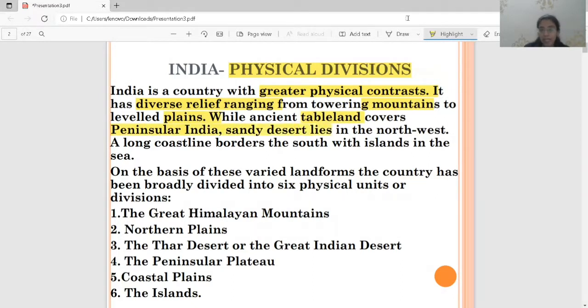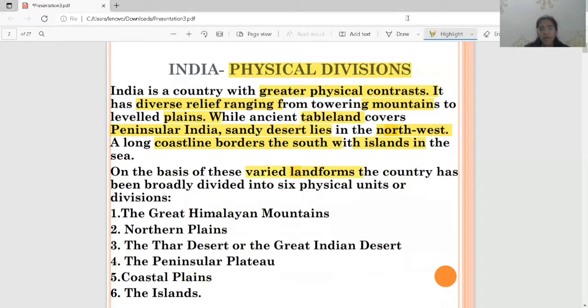We are having desert areas in the northwestern part. We are having coastline borders in the south and islands also. So these all together make the physical division. India is having diverse relief features, like mountains, northern plains, peninsular India, that is plateaus, also known as tableland, desert area in the northwest, coastline borders, and in the south we are having islands. So these are the various landforms of the country.